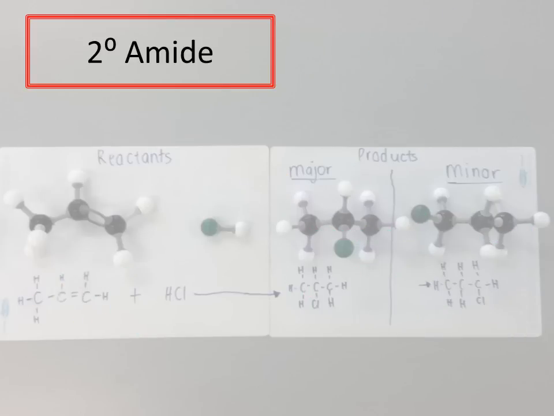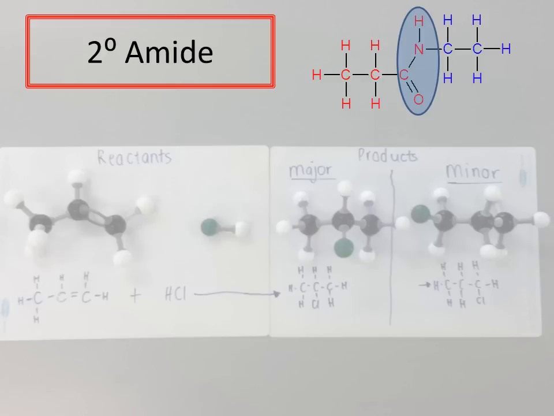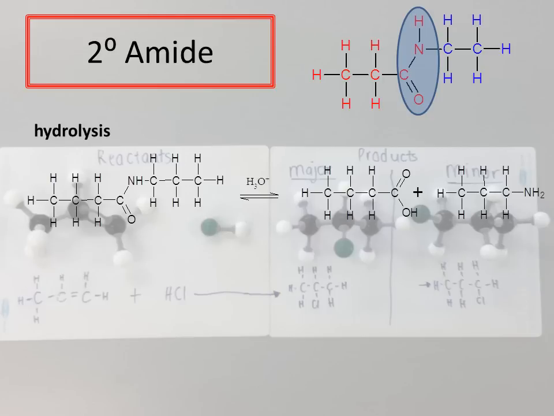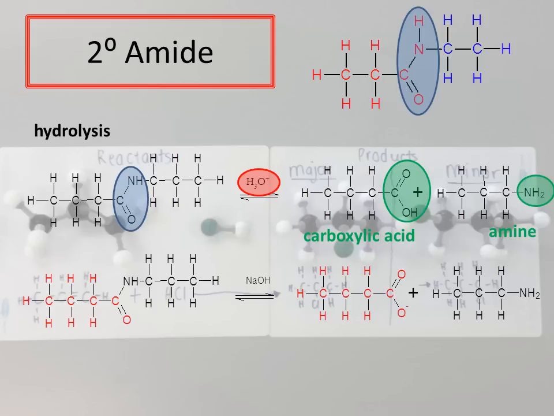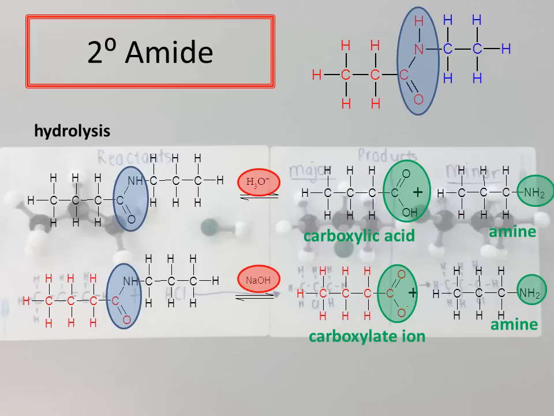Okay, last type of functional group we have to look at is a secondary amide. Here it is here, the secondary amide functional group. We don't need to name these. They also undergo hydrolysis reactions in the same way as the esters do. So we can add dilute acid to produce carboxylic acids and amines, or we can add sodium hydroxide and produce the carboxylate and amines.